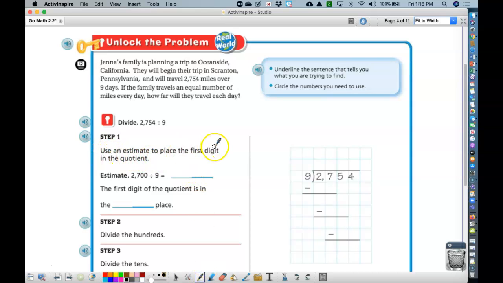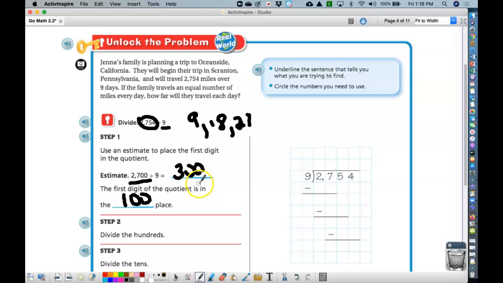First, we're going to estimate. We estimate by taking a look at this number and rounding it. And we round it a little differently than we did before. We take a look at 9 and think of our 9's times tables. 9 times 1 is 9, 9 times 2 is 18, 9 times 3 is 27. We have a 27 there, so we can round it to 2,700. 9 goes into 27 3 times, and then we have our 2 zeros left. So our first number in our quotient is going to be in the hundreds place value, because 300 is in the hundreds place value.